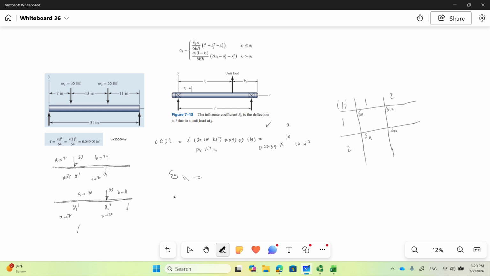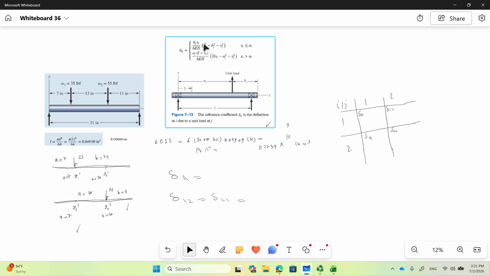And then delta 1 2 is the deformation at point 1 again, but this time a unit load is applied to node 2, or where the second load is located. So this is what delta 1 2 means. First of all, what you need to know is that there is a proof for this in theory of mechanics of materials, that delta 1 2 and delta 2 1 are going to be equal. So how do I find delta 1 1? For that you have to come to this figure.